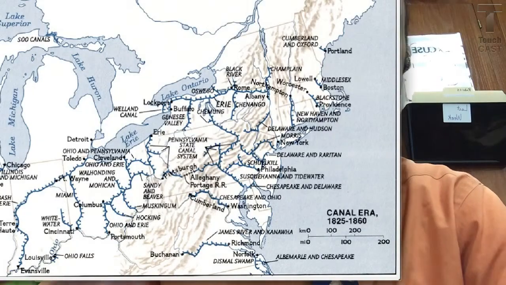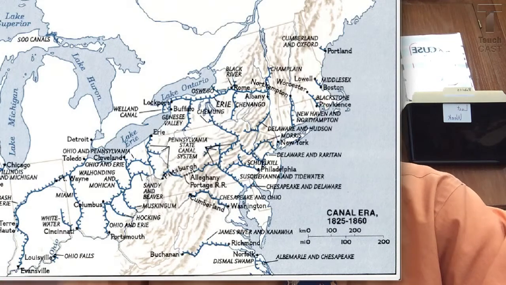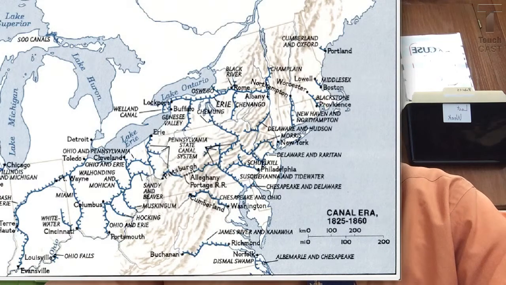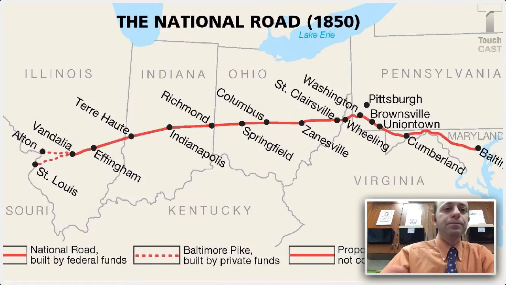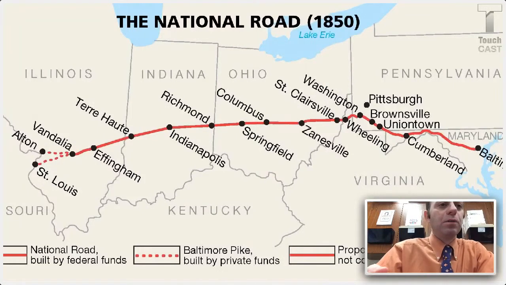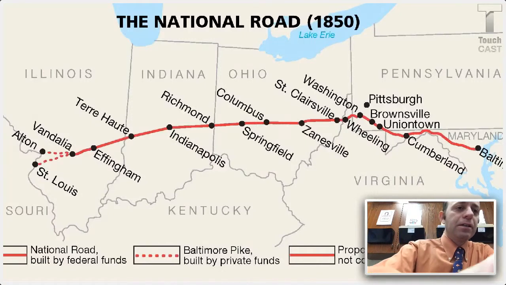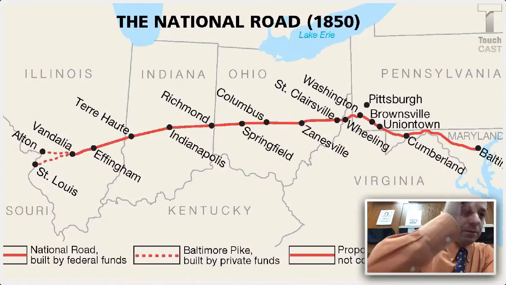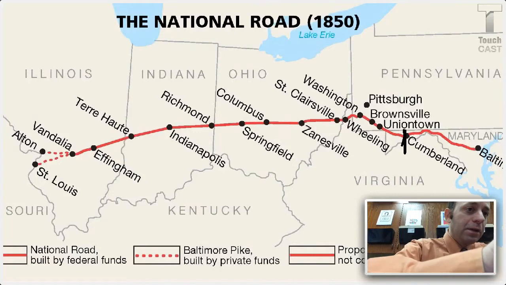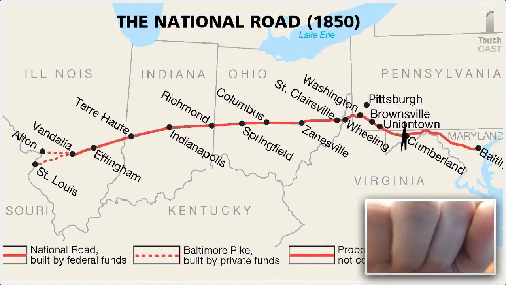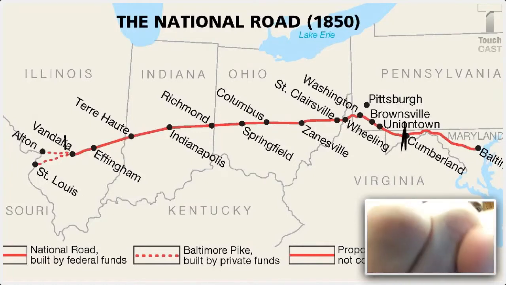So we had our canal system. But in order to get to canals, you needed roads. And so what we get is the National Road. Now this is the National Road in 1850. Originally, the National Road started here in Cumberland, Maryland, and ran all the way out to Illinois.